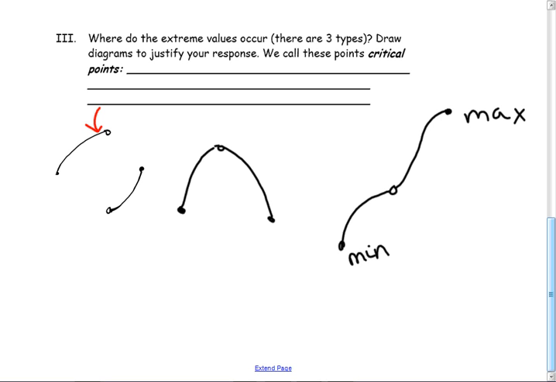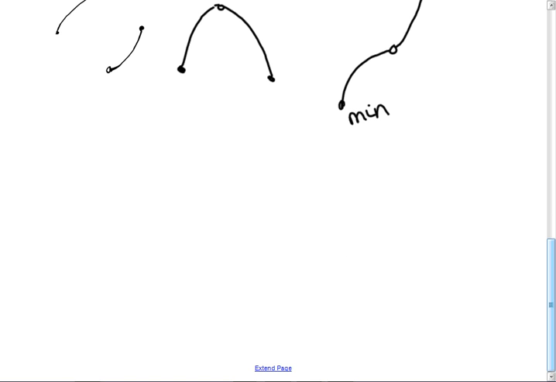Now, what's the problem with all these graphs? Or what could be a potential problem? What was the problem with the first graph? They're holes. It's discontinuous. So I want to come up with a theorem that guarantees I have both a maximum and a minimum. So I have to have a continuous function.